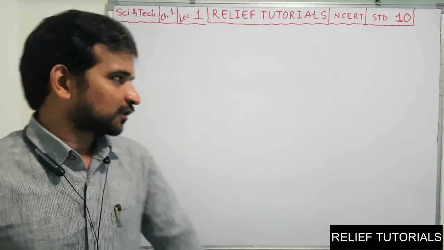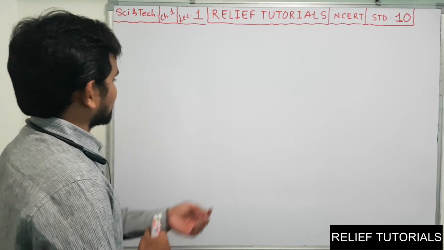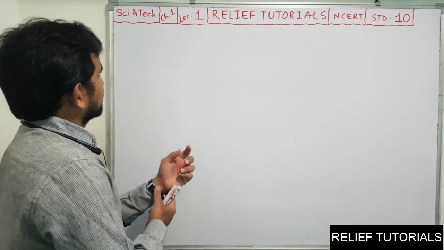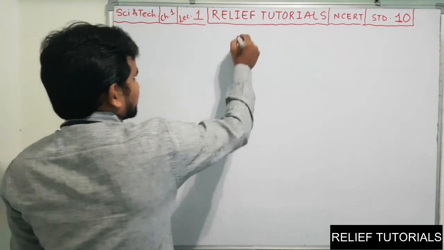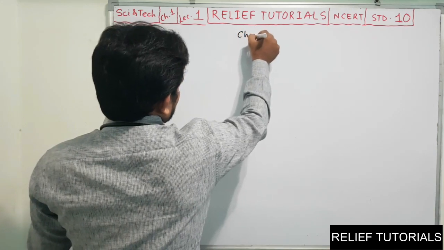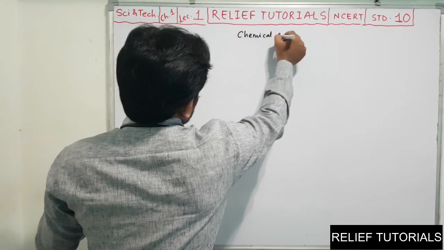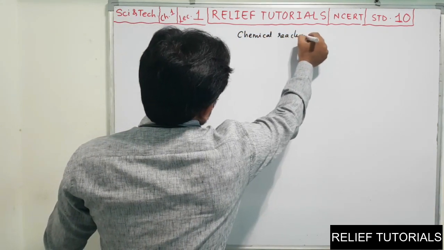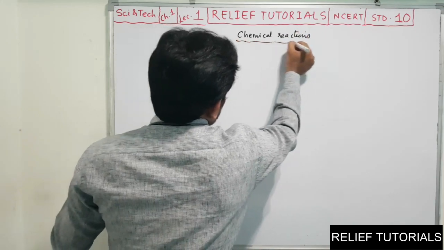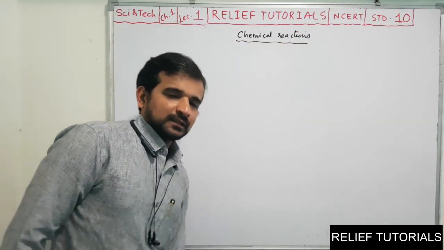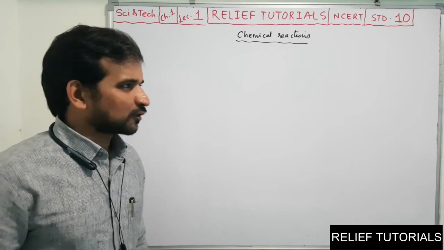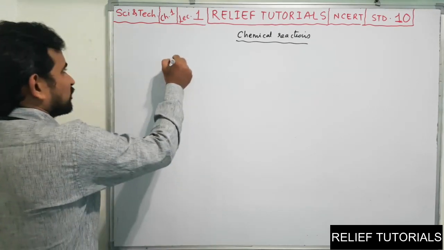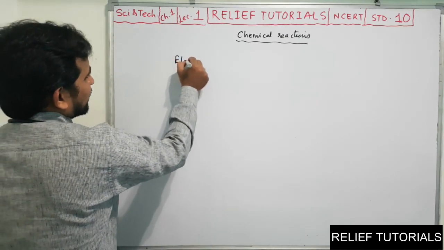Let us start with the new chapter of Science Chemistry, Chapter 1, Chemical Reactions. Before starting the chapter, let us recap some terms from the lower standards. First of all, what do you mean by element?